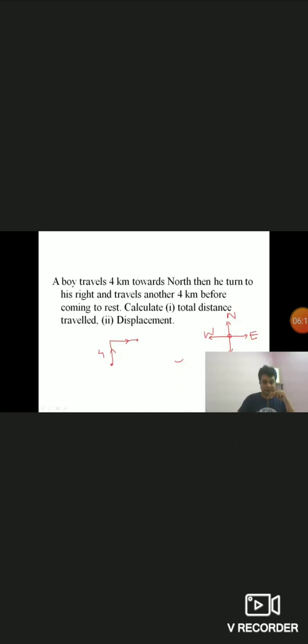So this is his destination. I'm marking it as D, the destination, and this is the starting point S. So the boy started from S and reached D, and both the distances are 4 and 4. What is the total distance traveled? The answer to the first question: total distance traveled is equal to 4 plus 4. That is towards north 4 kilometers, and from there to the right up to D is 4 kilometers. So the total distance is 8 kilometers, right?